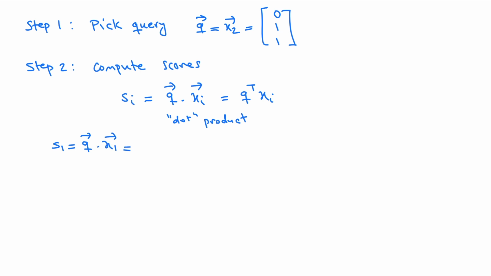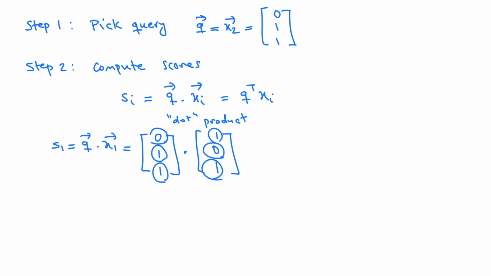So the first thing that we can do in order to find S1 is find the dot product between Q and X1, right? So this shows how much this query, which was "cat," should attend to the first token, which was "the." And now we have two three-dimensional vectors. We do element-wise multiplication, and we add all the results together. So we get 0 times 1, which is 0, 1 times 0, which is 0, and 1 times 1, which is 1. So this means that the first score S1 equals 1.